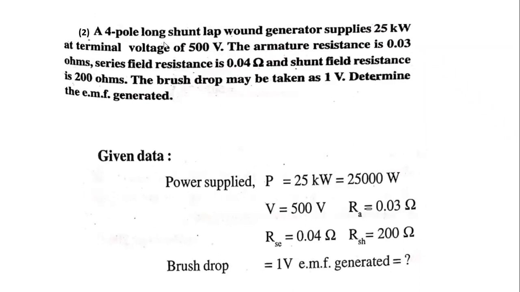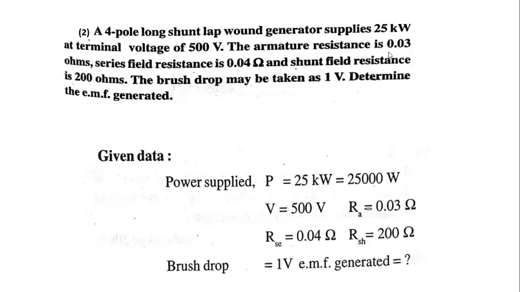Second problem, a 4-pole long shunt lap wound generator. Long shunt means that it is one type of compound generator. It supplies 25 kilowatts at a terminal voltage of 500 volts.